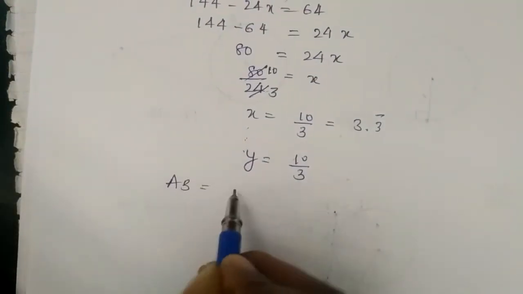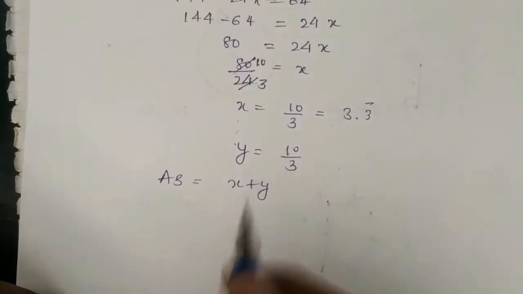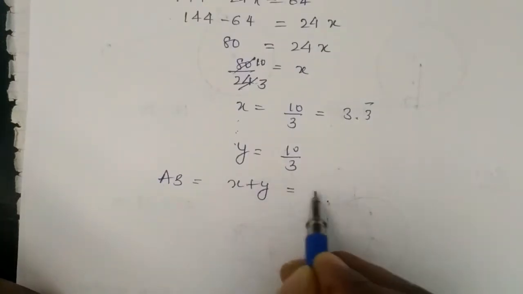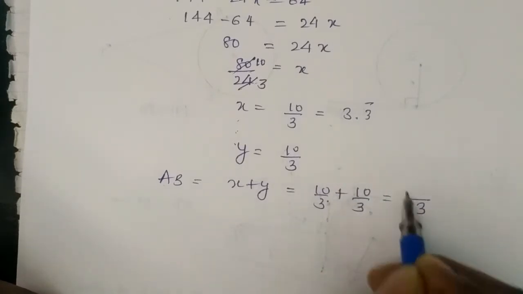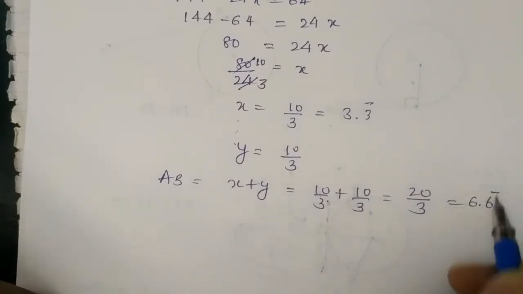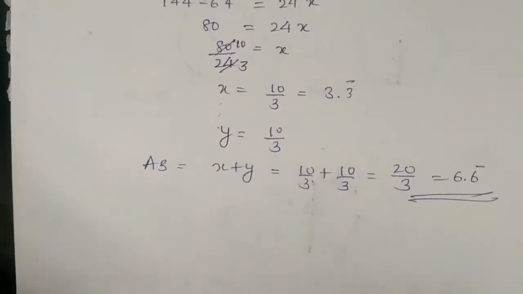Finally, the AB length is equal to x plus y. That is, the whole x plus y length is equal to AB. 10 by 3 plus 10 by 3, we will get 20 by 3, or 6.6 bar. This is the final answer for AB.